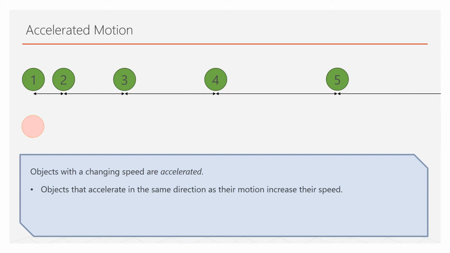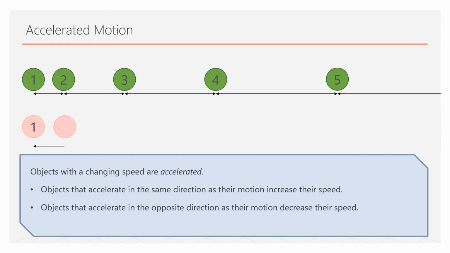Between frames 1 and 2, there is a relatively short distance. From 2 to 3, that distance gets longer. That means that the green circle traveled further within the same amount of time. Or in other words, it was moving faster, meaning it was accelerated. You can see that with each subsequent frame, the distance between frames gets even longer.